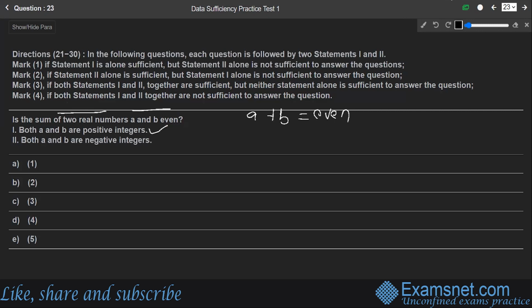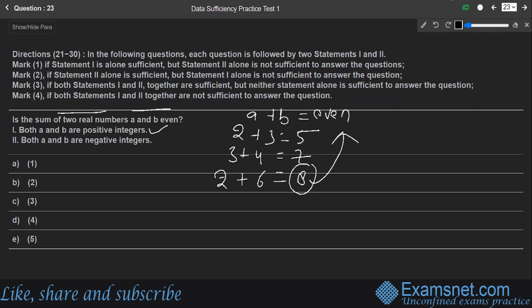So if both A and B are positive integers, then there can be n number of positive integers. If A and B are, let's say, 2 and 3, so 2 plus 3 becomes 5. But if A and B are 3 plus 4, then that becomes 7. They have not said consecutive, so A and B can be 2 plus 6 also, and that is making it 8. So clearly it is obvious that by just giving them as positive integers, the sum can be anything, even or odd also. So statement number one is not sufficient alone.